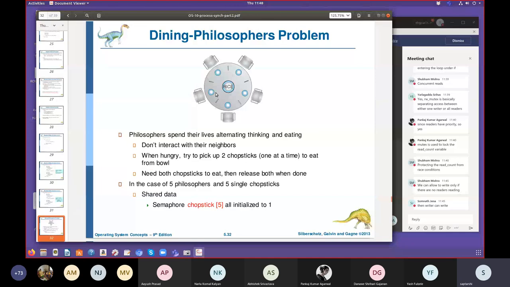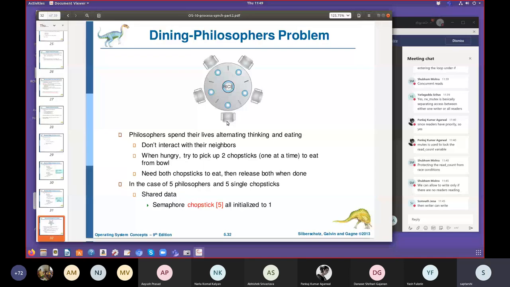So understand this, there is no competition with the rice, because every philosopher has his or her own rice bowl. The competition, if you may say so, is for these chopsticks. There are 5 people and 5 chopsticks. And everyone, when they want to eat, needs 2 chopsticks. So if this lower person wants to eat, he or she would try to grab these 2 chopsticks. That is the kind of competition, 5 people and 5 chopsticks. Ideally it would have been 5 people and 10 chopsticks, but no, there are only 5 chopsticks.